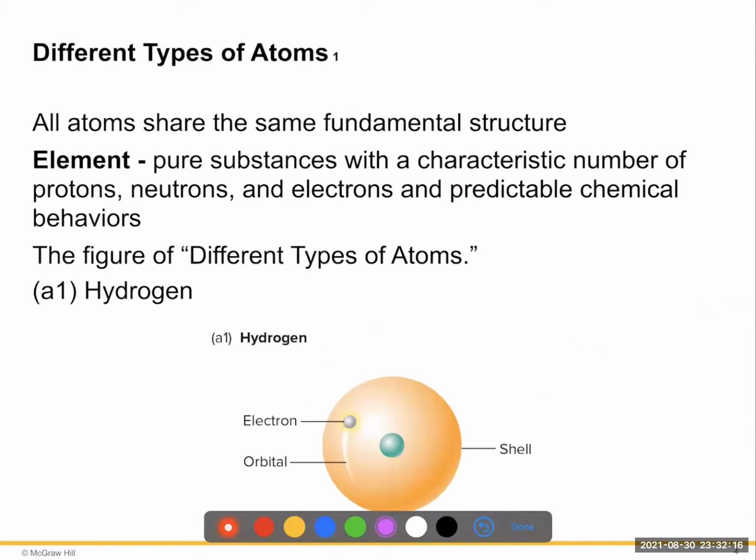Okay. All atoms share the same fundamental structure: protons and neutrons in the center, what's called the nucleus, and the electrons around them. An element is a pure substance with a characteristic number of protons, neutrons, and electrons, and predictable chemical behaviors. The electrons determine the chemical behavior, how they react. So here you have an atom of hydrogen. Hydrogen has 1 proton, so you see in the center, there's 1 proton. Electrons form a cloud of orbits around it, called orbitals.